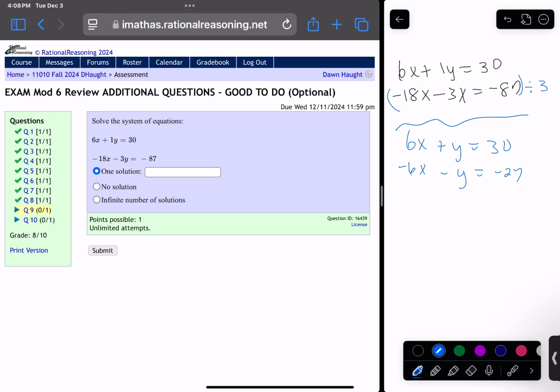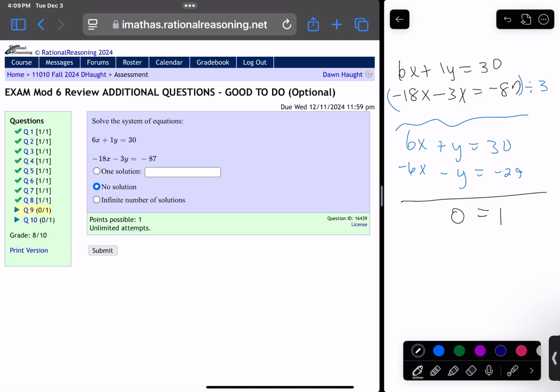87 divided by 3. Oh, it's 29. I'm sorry, 29. Okay, so it's a perfect setup for elimination. When we go to add those two together, this is the nonsense type I was talking about. I get something that is not true. 0 is not equal to 1. 0 will never be equal to 1. So that's where we say no solution. Those lines are actually parallel.